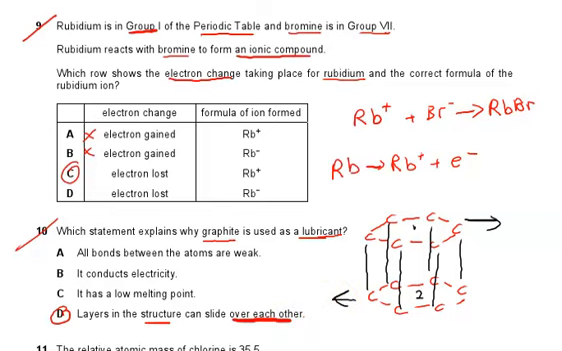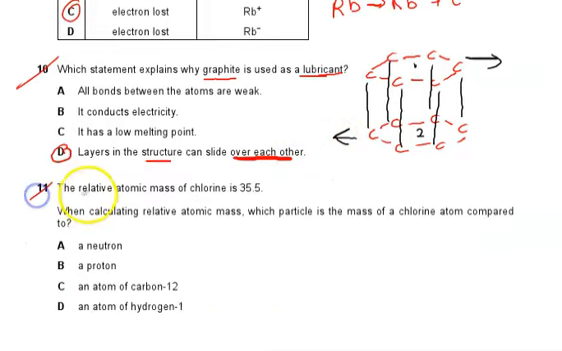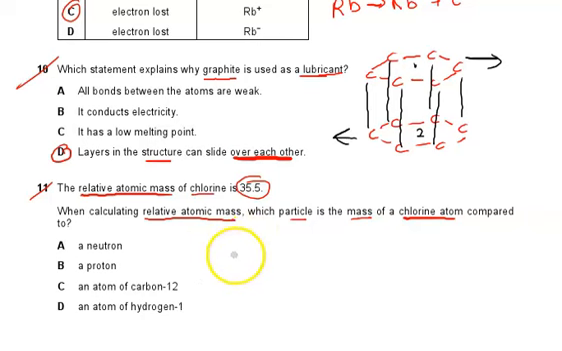Now let us move to question number 11. The relative atomic mass of chlorine is 35.5. When calculating relative atomic mass, which particle is the mass of a chlorine atom compared to? Please remember this formula.